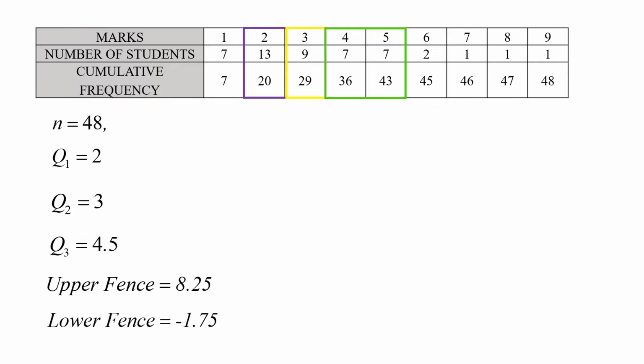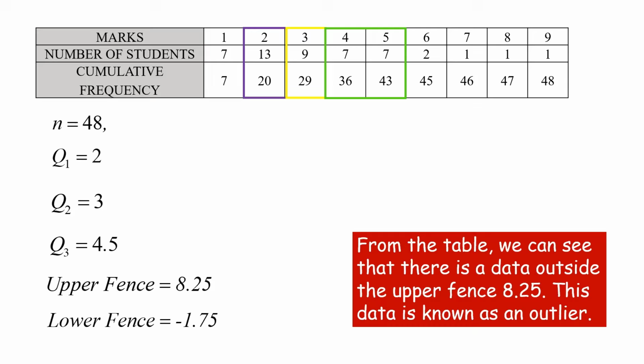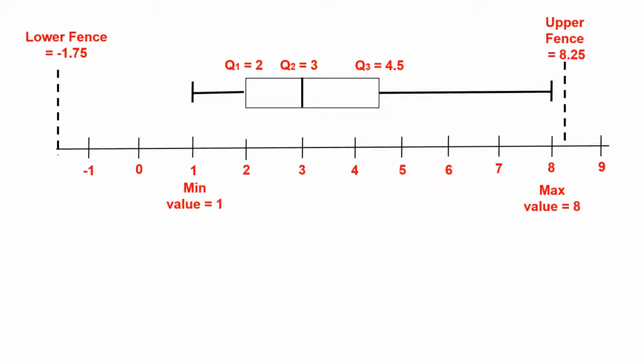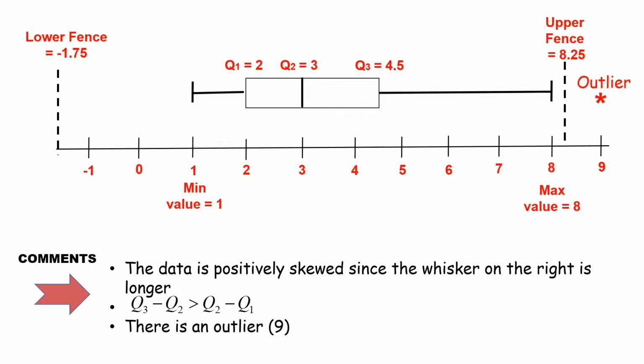From the table, we can see that there is a data point outside the upper fence 8.25. This data is known as an outlier. Outlier of this data is 9. The diagram below is a box and whisker plot. The data is positively skewed since the whisker on the right is longer. Q3 minus Q2 is greater than Q2 minus Q1. There is an outlier, 9.